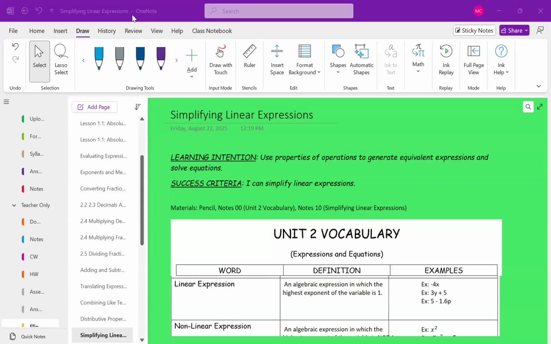Welcome back. Today we're going to be working on simplifying linear expressions. So you need your Unit 2 vocabulary notes and your simplifying linear expressions notes. Let's talk about what linear expressions are and how you can recognize them.